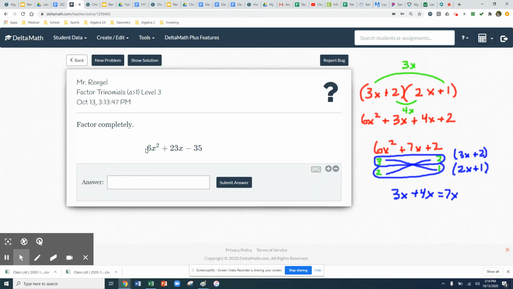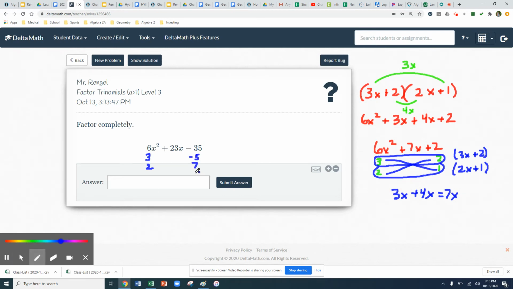As we look at this problem, we're going to check to see if we have a GCF. So 6, 23, 35. 23 is prime, so we do not have a GCF. So we'll use our strategy: find factors of 6, find factors of negative 35, and then try to get those outside-inside terms to add to 23. In this situation, I like to start with the factors that are closest together to each other. So we'll go 3 and 2 to start out with that 6.